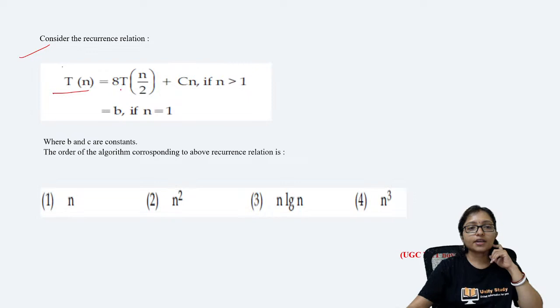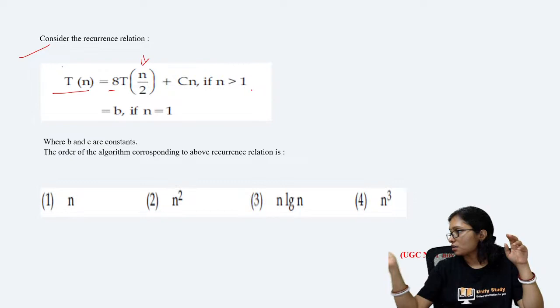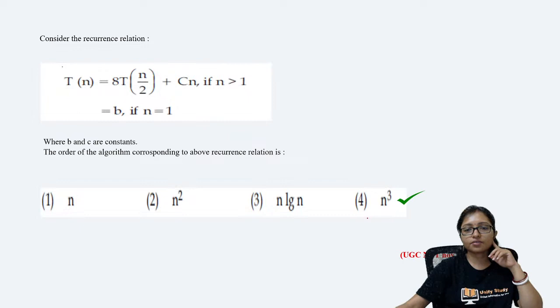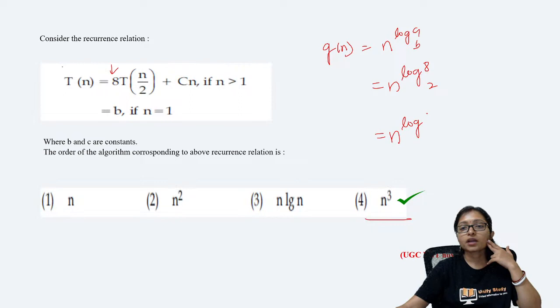T(n) equals 8T(n/2) plus cn. Okay, answers are coming here. Yes, everyone is giving the correct answer. Very good. What will be your g(n)? g(n) will be n to the power log a base b. Here a is 8 and b is 2, so n to the power log 2 cube base 2, so it is n cube, then log 2 base 2 is 1. So definitely n cube is here and this is cn. Which one is greater? n cube is greater, so the answer will be n cube. Simple easy question, right?